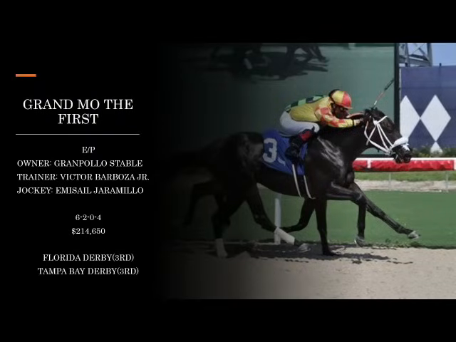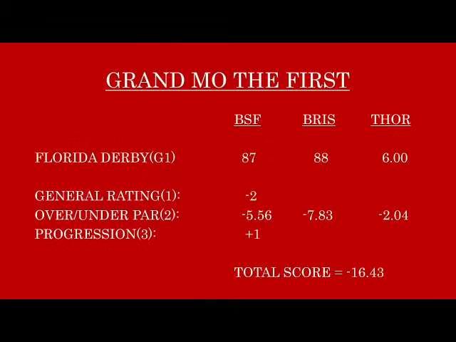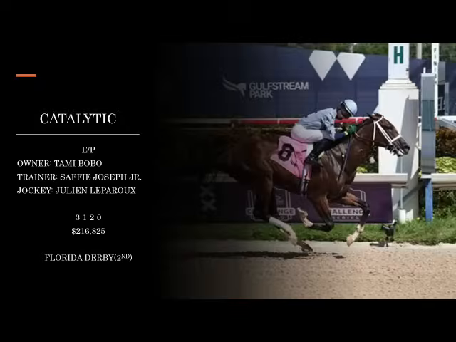Grand Mo the First has been running in Florida, and we've belabored how mediocre those races were. The Florida Derby, he did get an 87, but that's below average. Brisnet, 88, below average, and the Thoroughgraph, a 6, below average. He's just not fast enough. That's the bottom line. However, he does have a pattern that says he'll move forward. A better race from him isn't going to be near good enough, and I just don't like Grand Mo the First in this race at all. So I'm with a -16.43. To me, from a speed perspective, easy toss.